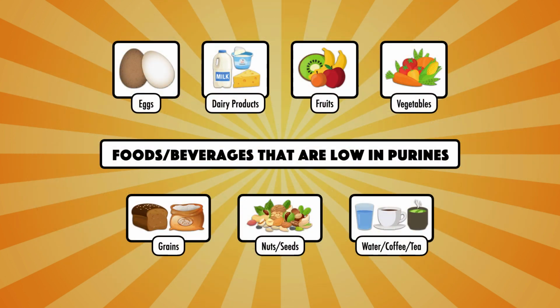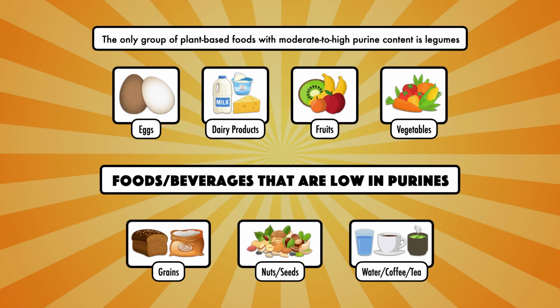Foods and beverages that are low in purines include other animal-based foods like eggs and dairy products, and most plant-based foods like fruits, vegetables, grains, nuts and seeds, and beverages like water, coffee, and tea. The only group of plant-based foods with moderate to high purine content is legumes like beans, lentils, and soybean-based foods, and yet these tend to be lower than most of the major sources.